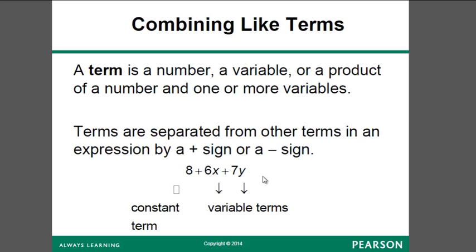This right here is considered an expression because it does not have an equal sign. There is a difference between an expression and an equation. Expressions do not have an equal sign. An equation has an equal sign, and we will get to the equations shortly.